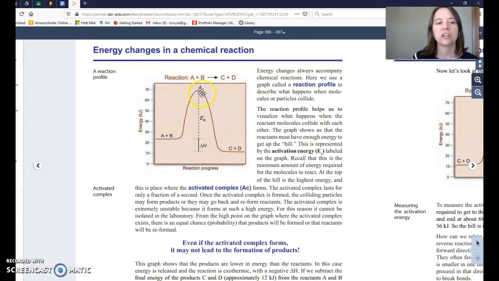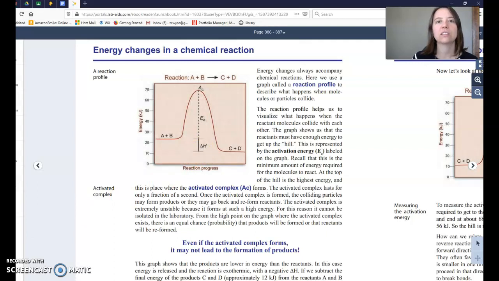If you said the activation energy is here, EA, and it looks like 25 to 70, so 45 kilojoules, you would be correct. Third question, what is the change in enthalpy? If you said the change in enthalpy is right here from the products, the enthalpy of the products minus the enthalpy of the reactants, you would be correct. It looks like about 10 to 25, so about 15 kilojoules.